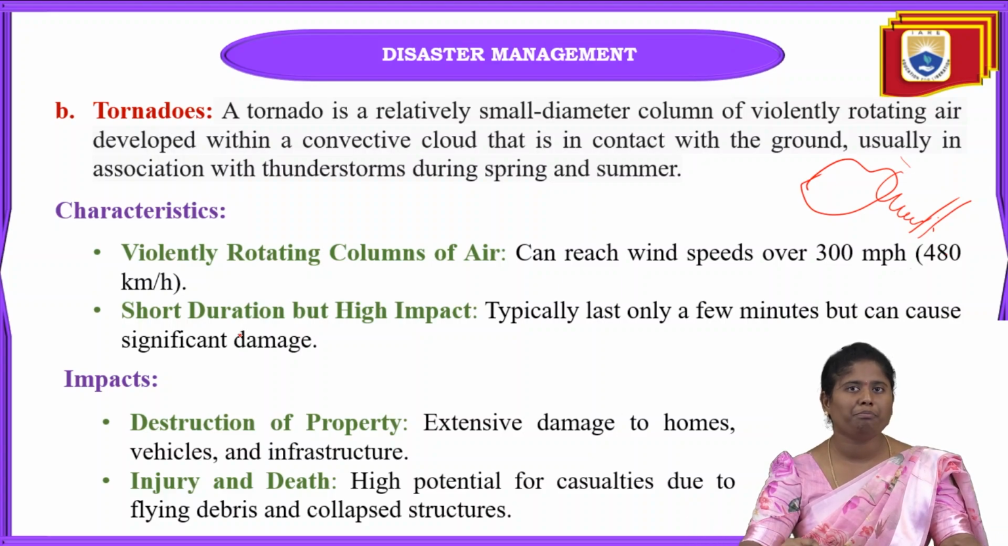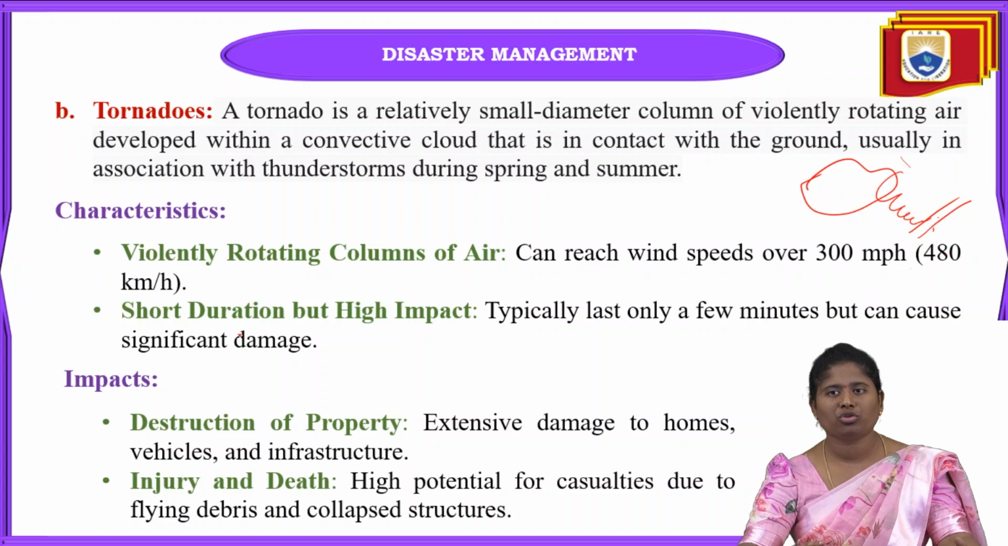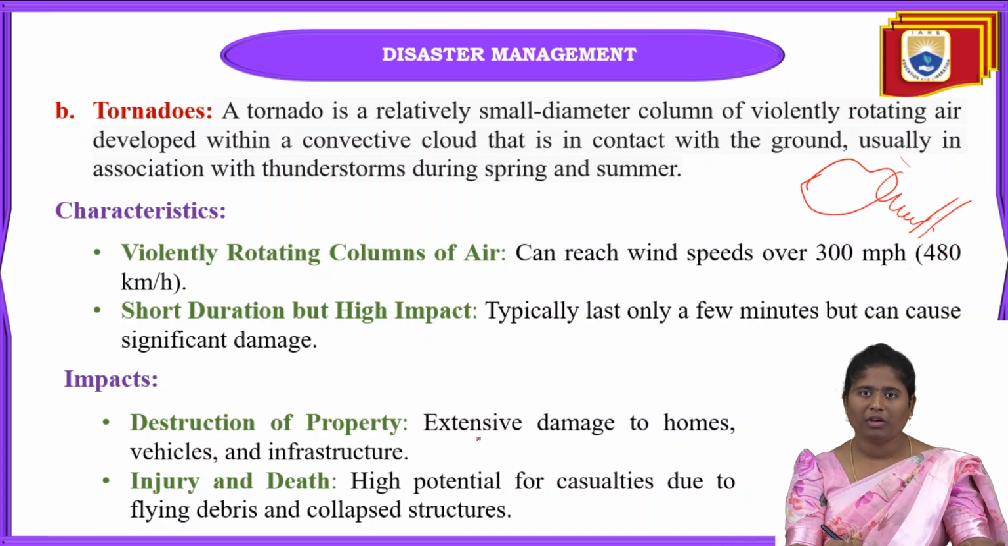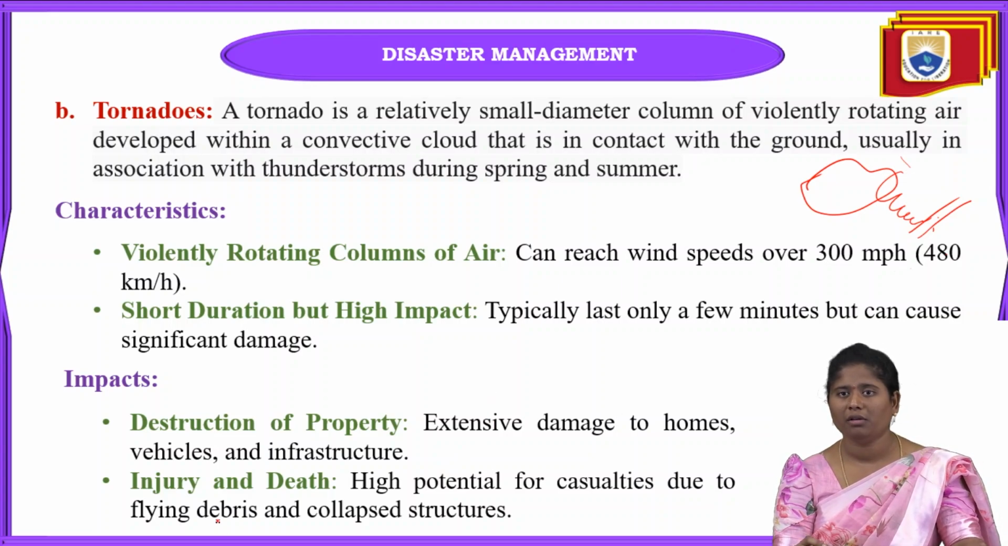And the main impact of a tornado is that there will be so much damage to property. Damage to property means damage to homes, infrastructure and also to vehicles. Next one is injury and death. If any tornado is occurring in an area, people can't stay in that place.